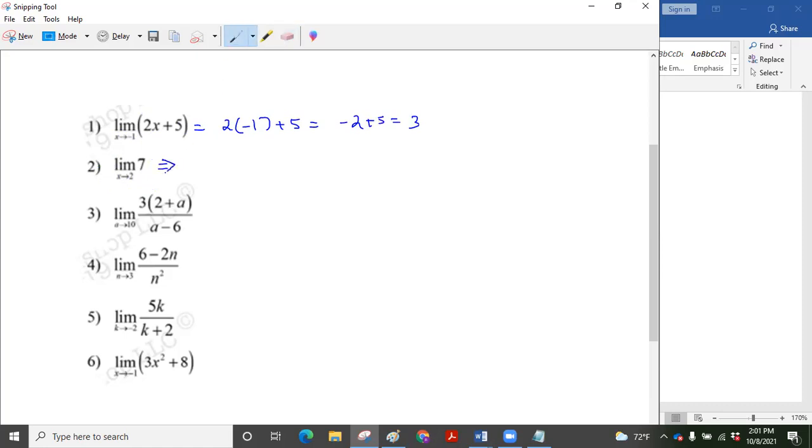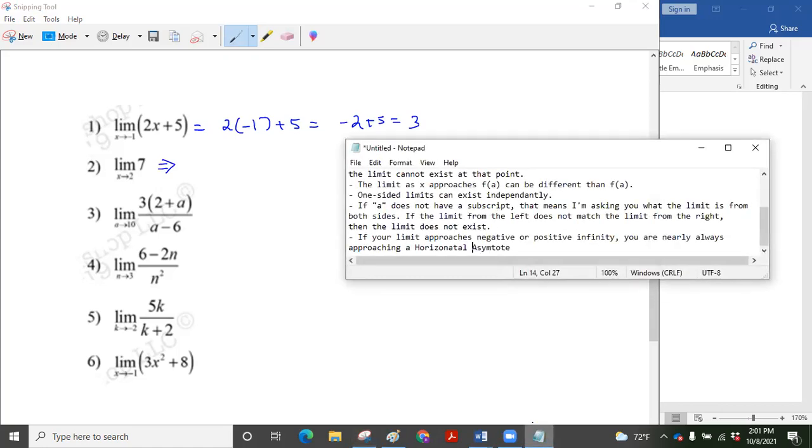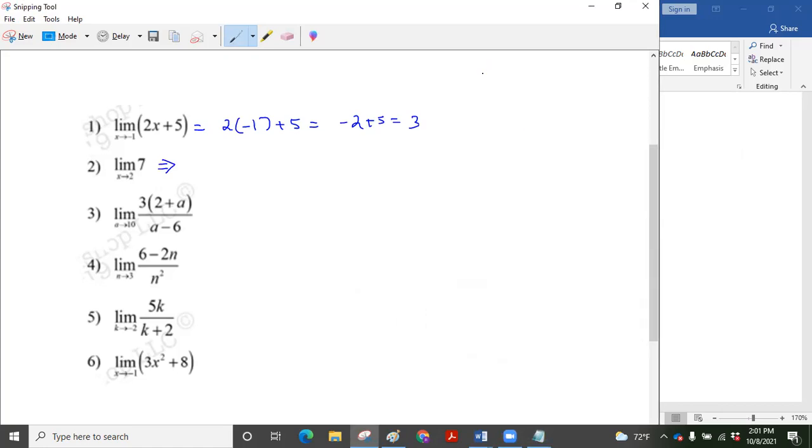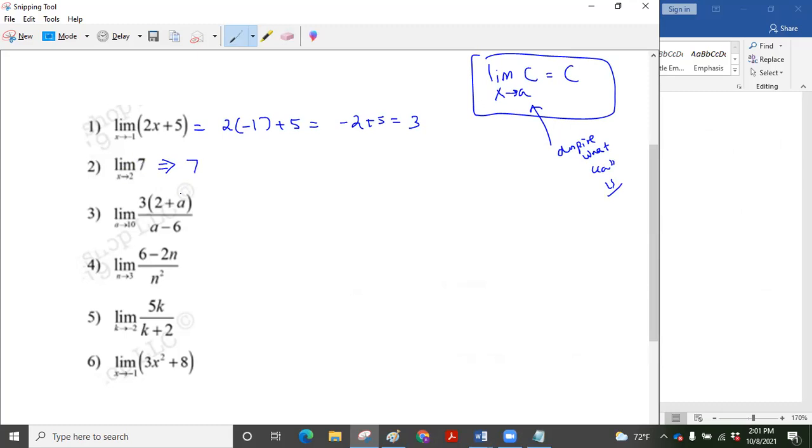For this one here, this is saying the limit as x approaches 2 of 7. The idea here is that the limit as x approaches a of a constant is the constant. This is despite what a is. It doesn't matter what a is. In this case, it was 2. The limit of a constant is just that constant. So the answer here is 7. So if I said the limit as x approaches 3 of 4, the limit is just 4. So the limit of a constant is a constant.